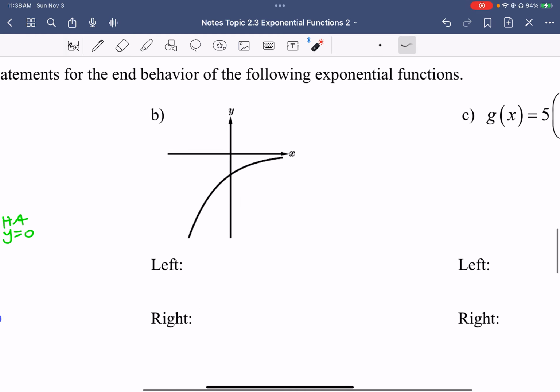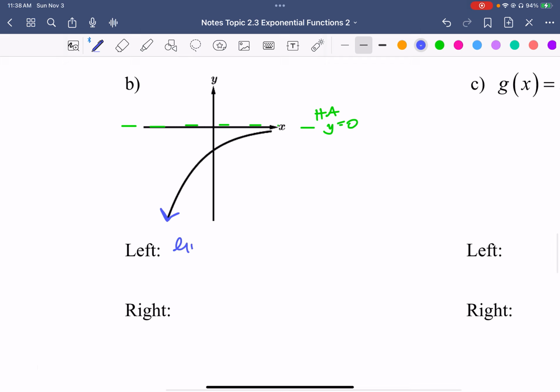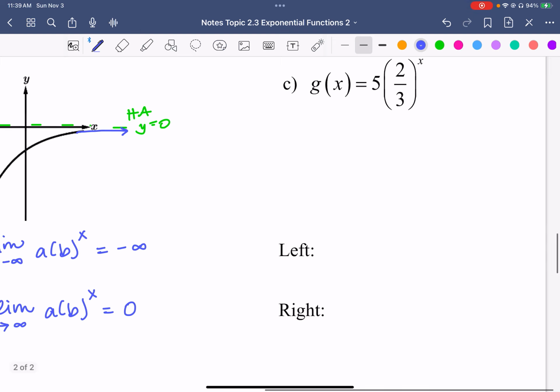Okay, let's try B. So again, I see a horizontal asymptote at y equals 0. If I look at the left, I see that this graph is pointing down. So I'm going to say the limit as x approaches negative infinity of a times b to the power of x goes down to negative infinity. But as I go to the right, I see that this graph is getting closer to 0. So my right limit will say the limit as x approaches positive infinity of a times b to the power of x is equal to 0 because it's going to 0. Okay?